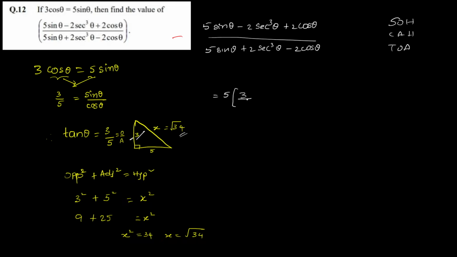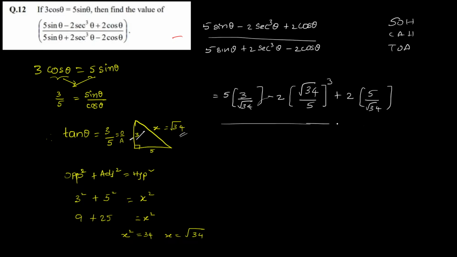So I can write 5 into 3 by root 34 minus 2 into secant cube theta. Secant is nothing but the reciprocal of cos. Cos is adjacent by hypotenuse and secant is hypotenuse by adjacent. It will be root 34 by 5 whole cube, plus 2 into cos theta, which means 5 by root 34, divided by 5 into 3 by root 34 plus 2 into root 34 by 5 whole cube minus 2 into 5 by root 34.